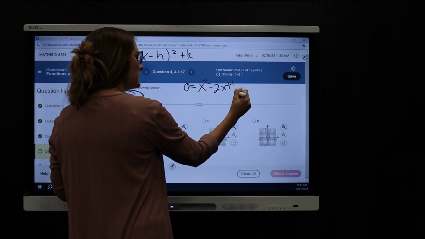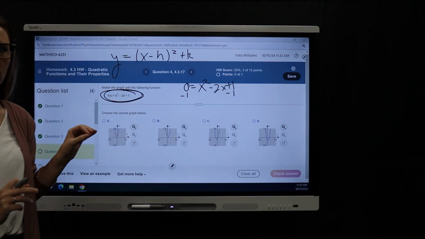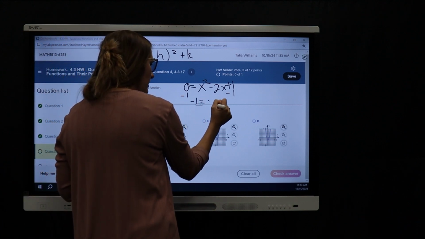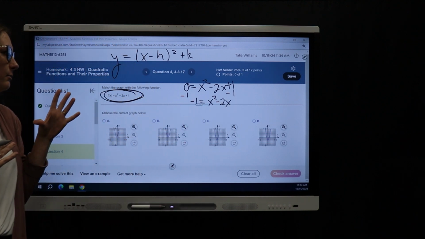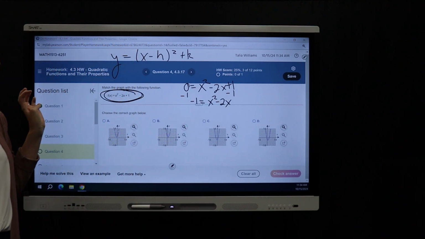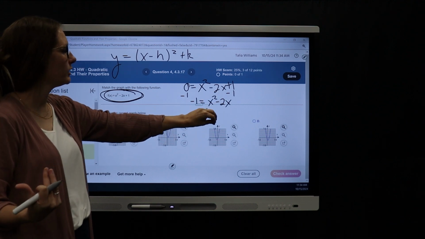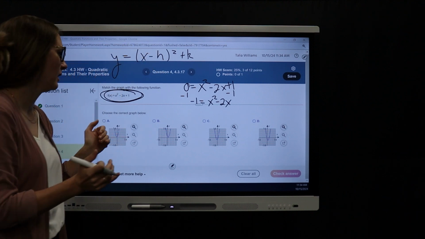And if there's a constant with this, we move our constant to the other side. Not all of them will have constants, and that's okay. So we have negative 1 equals x squared subtract 2x. So we've set up our quadratic equation now to be able to complete our square. I say we're completing our square because when we complete our square, we end up with this part. So we complete the square.